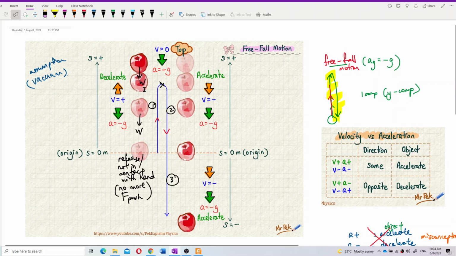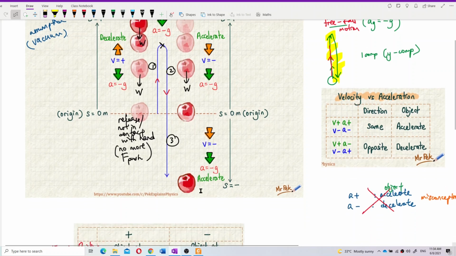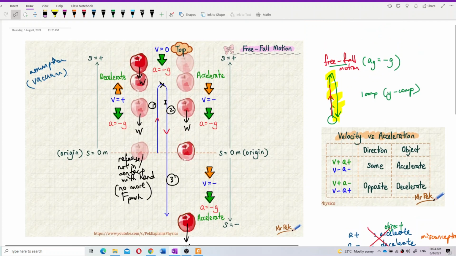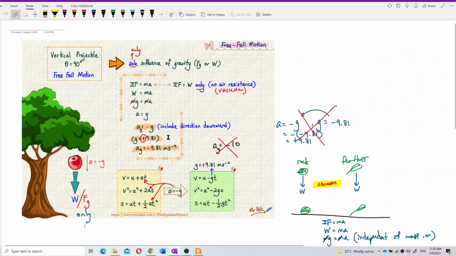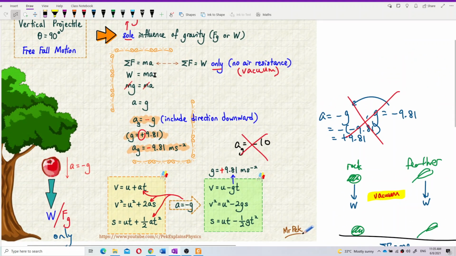Also going down, because gravity is always downwards. When going down, the weight is also downwards. When at the bottom here, the weight is also downwards. You see that? So since the weight is downwards, we derive that the weight contributes to the acceleration due to gravity. Acceleration due to gravity is because of the weight.